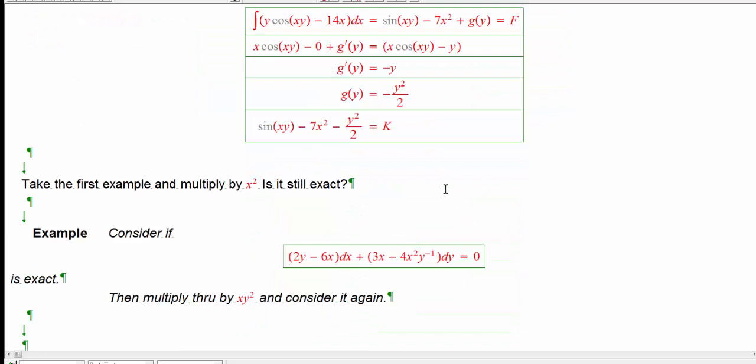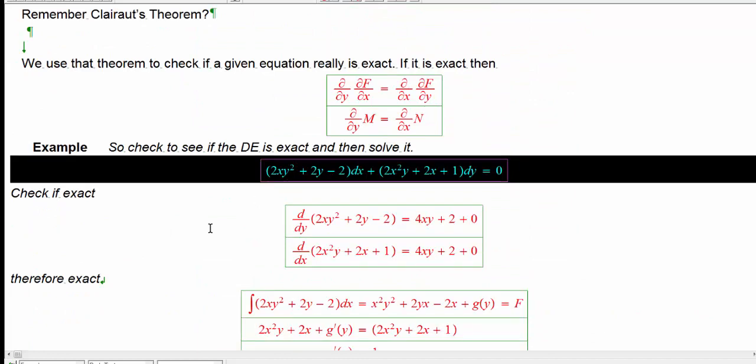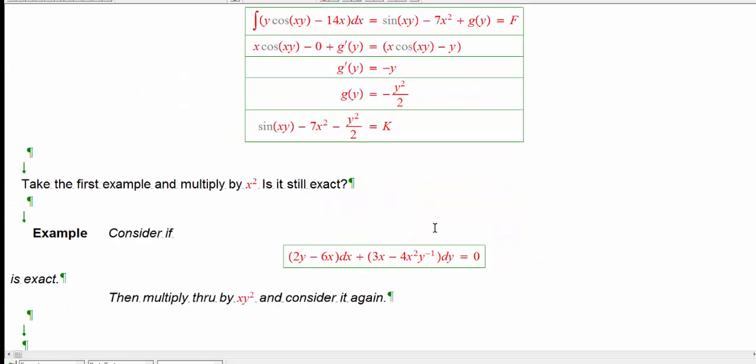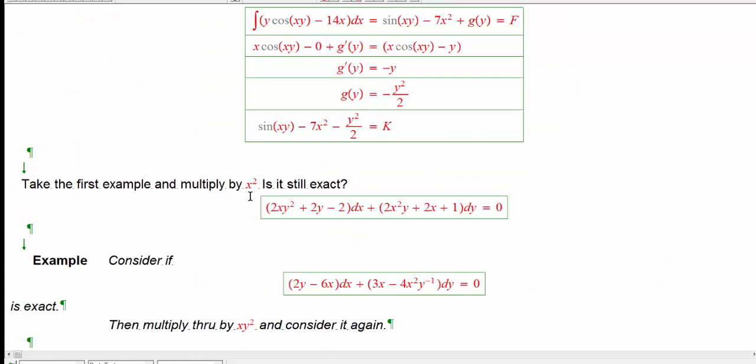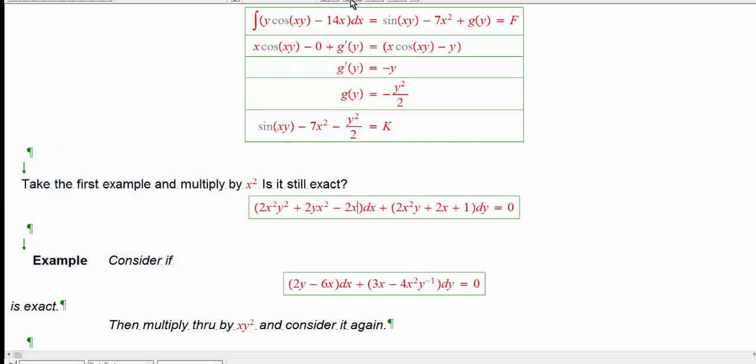All right, some other ideas. If I take this first example, let's go back and get the first example. We already solved this. It was exact, we checked, but if I take that first example and multiply through by x squared, everything by x squared. So that's going to be x times x squared, times x squared.